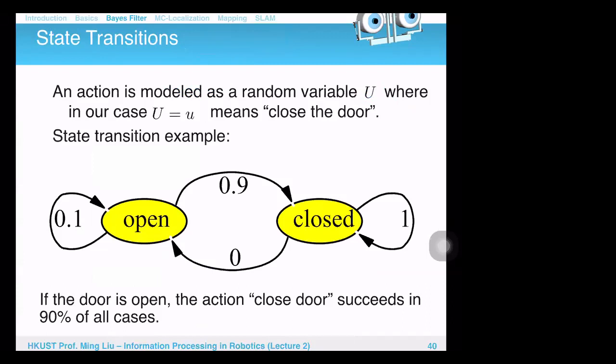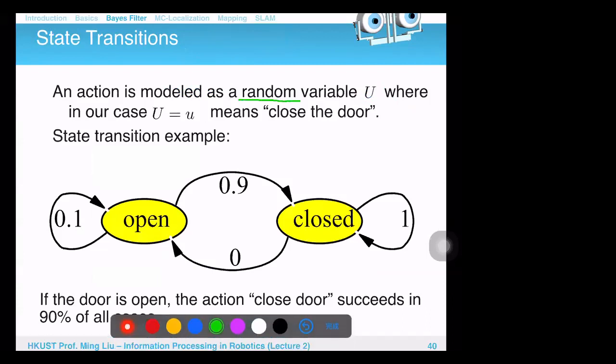So action is modeled as the random variable u. You can imagine that for mobile robots or autonomous driving vehicles, this u is the control you generate and apply to the robot system, right? It can be some velocity or rotation. Or sometimes you can consider this u is nothing else than odometry, right? Later we can reuse this concept.